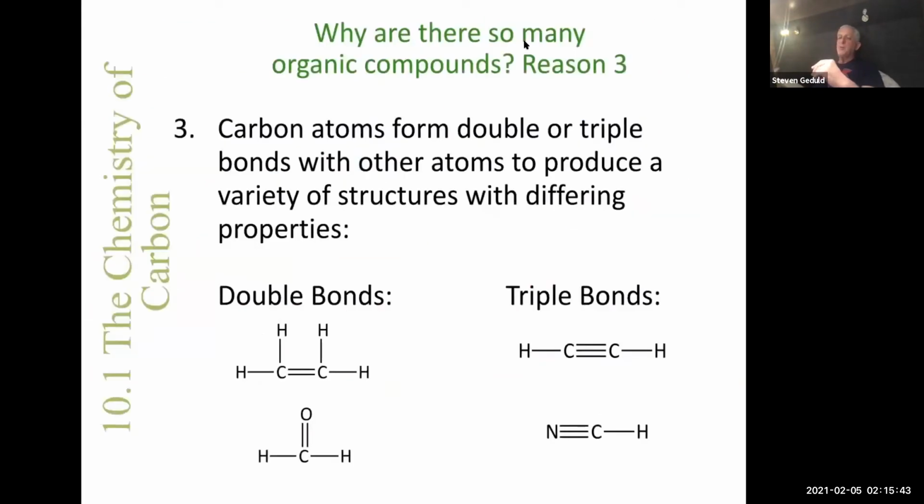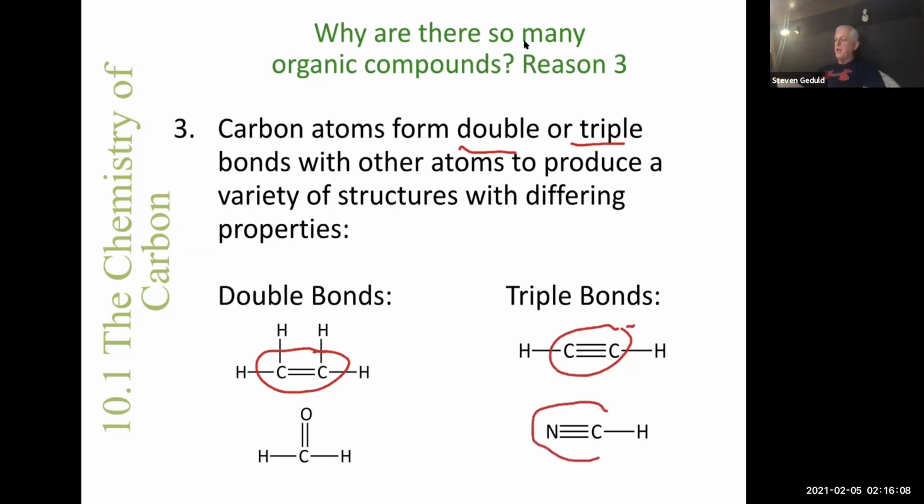All right, so why are there so many organic compounds? Carbon atoms can form double or triple bonds along with single bonds. Like I said, it can produce hundreds of thousands of different structures. So carbon can have a double bond between 2 carbon atoms. Carbon can have a triple bond between 2 carbon atoms. Carbon can also form double or triple bonds with other elements.